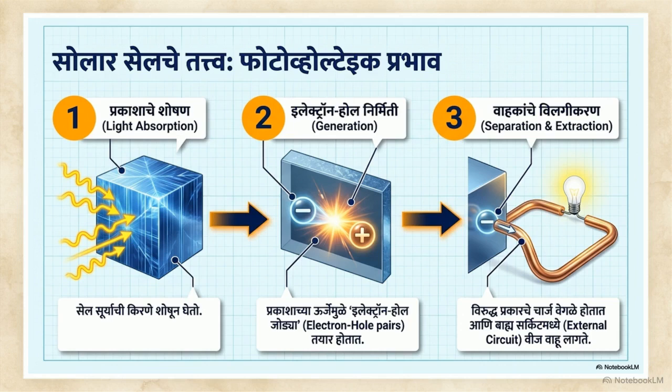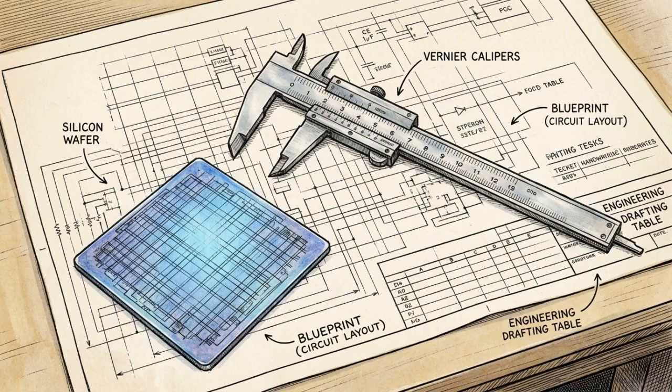Because opposites attract and likes repel, the internal structure of the cell forces these newly freed, negatively charged electrons to travel outward through an external circuit, like a copper wire, to get back to the positive side. That movement of electrons through the wire is electricity. That is the abstract physics, but capturing this effect requires highly specific engineering.